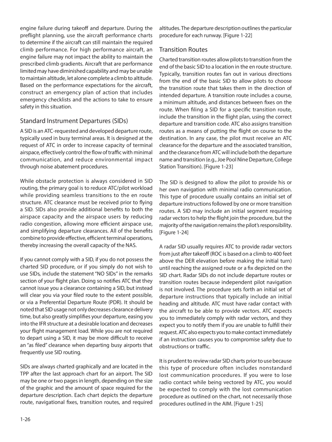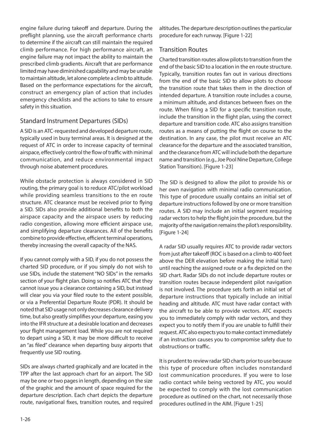Charted transition routes allow pilots to transition from the end of the basic SID to a location in the en route structure. Typically, transition routes fan out in various directions from the end of the basic SID to allow pilots to choose the transition route that takes them in the direction of intended departure. A transition route includes a course, a minimum altitude, and distances between fixes on the route.